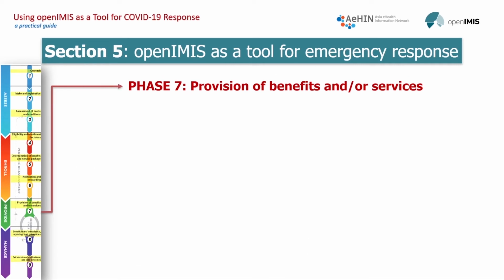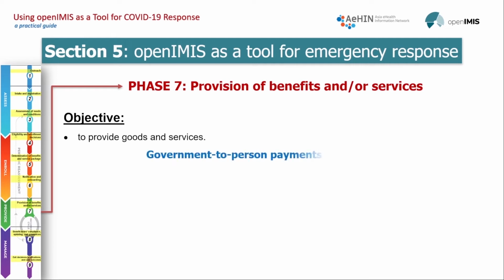Following enrollment, notification, and onboarding, the next phase in the delivery chain is the provision of benefits and services. Strictly speaking, this phase can be categorized into provision of cash versus provision of services. However, for this module, we will focus more on the provision of cash payments in what is often referred to as government-to-person payments or G2P. While G2P is derived from government-to-person, for this particular module, we shall use G2P to describe any provider-to-person payment system.